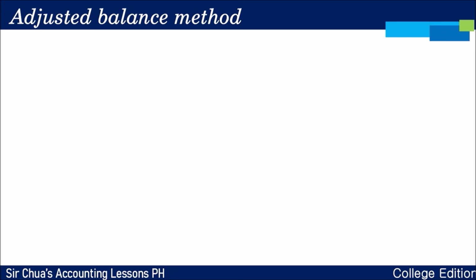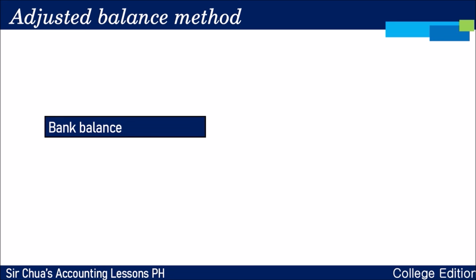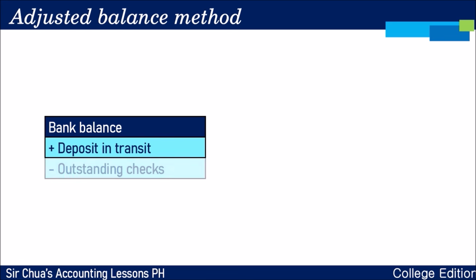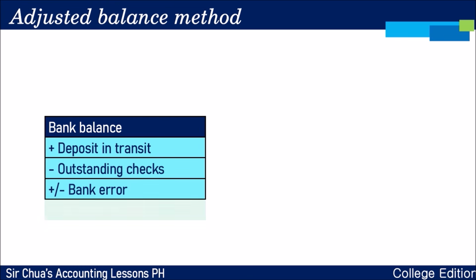Ganun siya. Okay, so on the left side, we have here is the bank balance. Makikita nyo po yan sa bank statement. I-add po natin lahat ng deposit in transit and then i-deduct po natin lahat ng outstanding check. And in any case po na merong bank error, so depende po sa error kung idadagdag natin or ibabawas natin, at yan po yung ating adjusted balance.